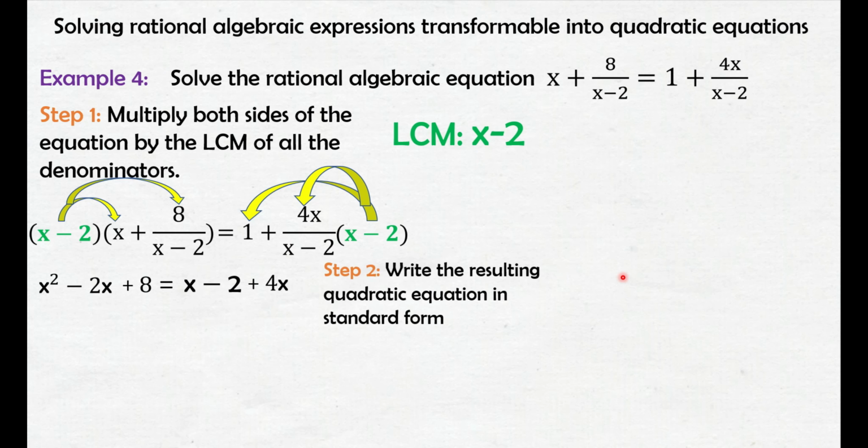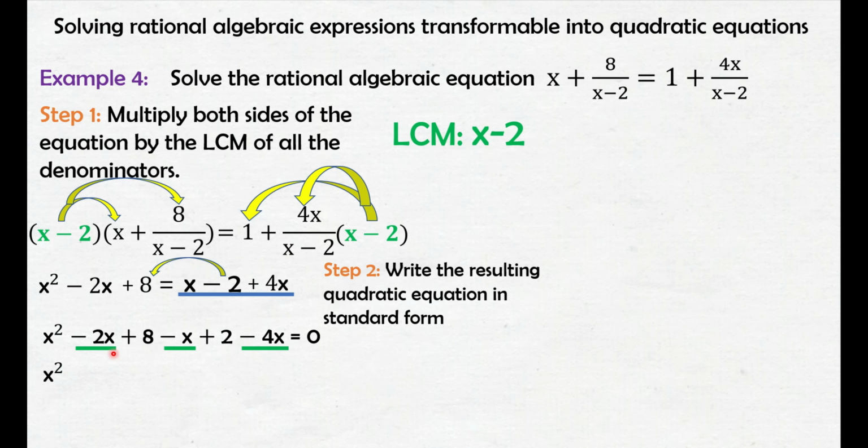Okay, step 2, write the resulting quadratic equation in standard form. So lahat ng mga expression na yan, ililipat natin sa left side. So, makuha natin is x square minus 2x plus 8. Yung x natin naging negative, yung negative 2 naging positive, yung positive 4 naging negative. Okay, equals 0. And then, i-add natin or combine natin lahat ng mga similar terms.